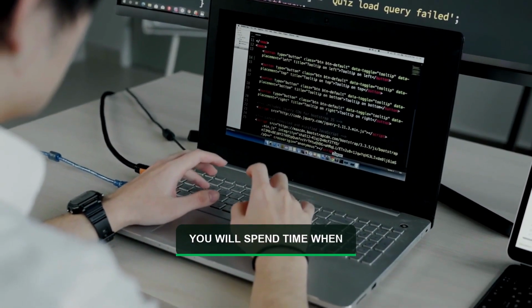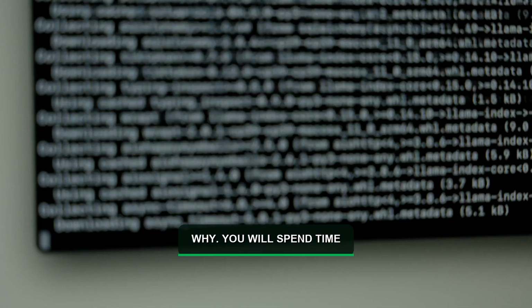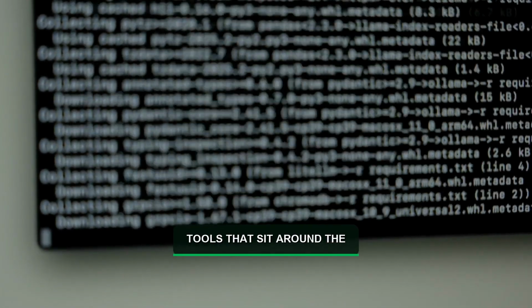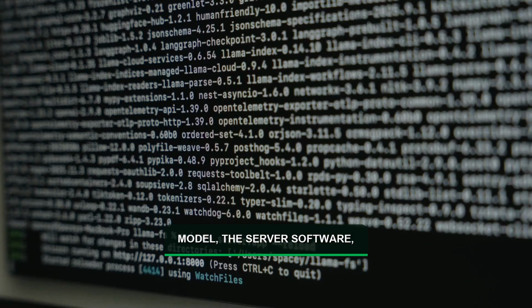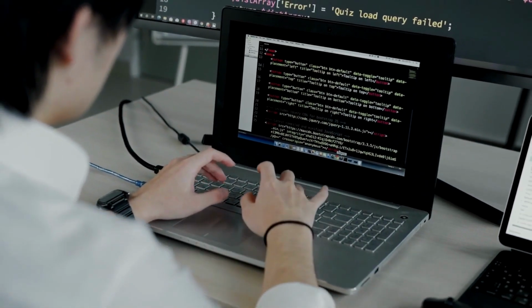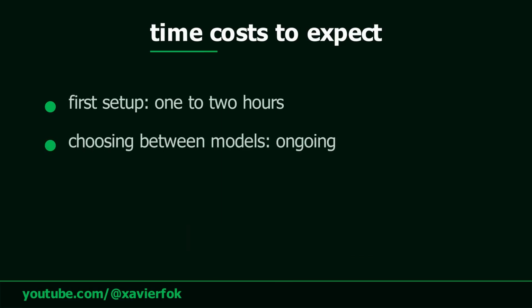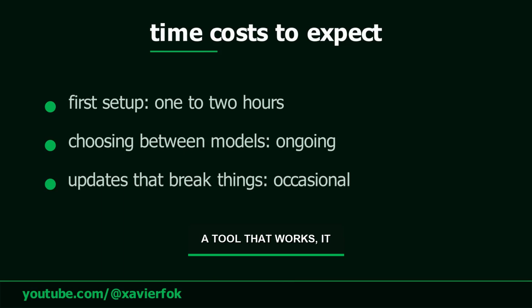You will spend time when an update breaks something and you need to figure out why. You will spend time learning the quirks of the tools that sit around the model, the server software, the interface, the API layer if you want to call it from other things. None of this is terrible, but it is real and it is ongoing. For people who genuinely enjoy this kind of tinkering, it does not feel like a cost at all. For people who just want a tool that works, it is a real recurring tax.